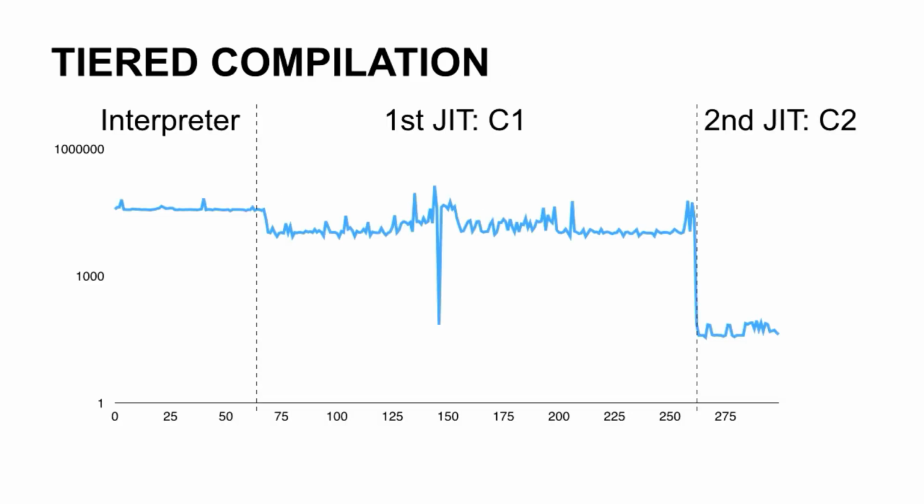And this is what we saw with our simple program in the very beginning. We start off in the interpreter, and then a first JIT kicked in. That was C1, the client compiler. And then we saw things get faster still, and that was the second JIT kicking in, C2, the server compiler.